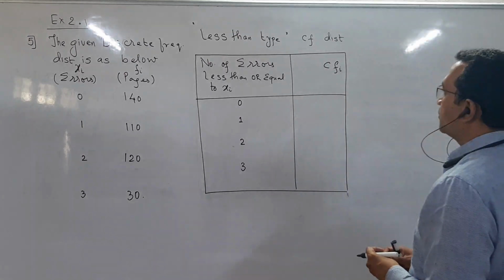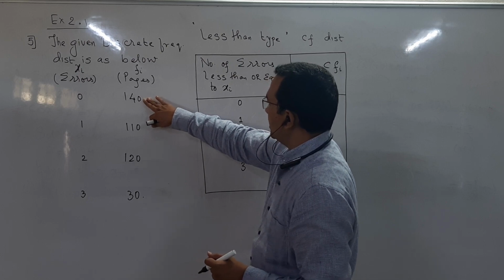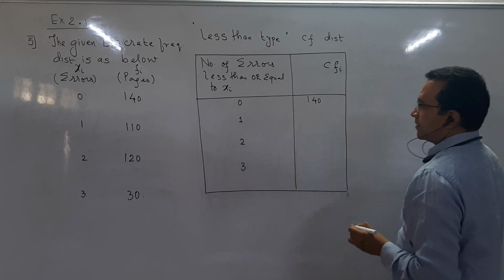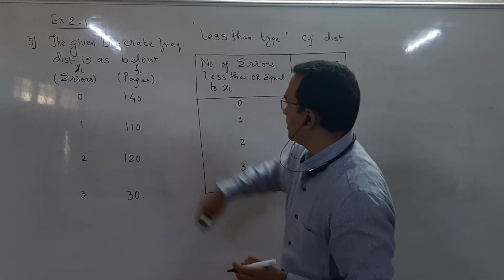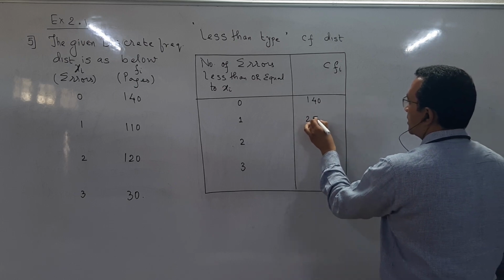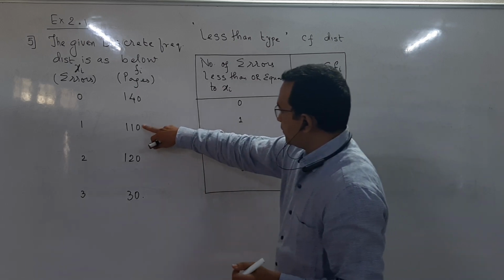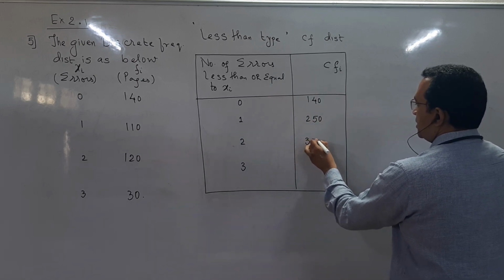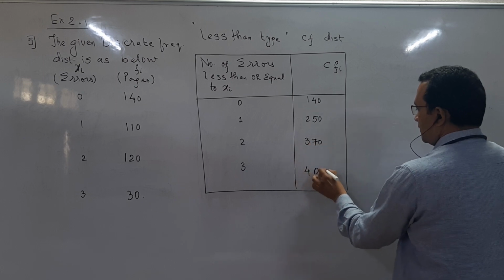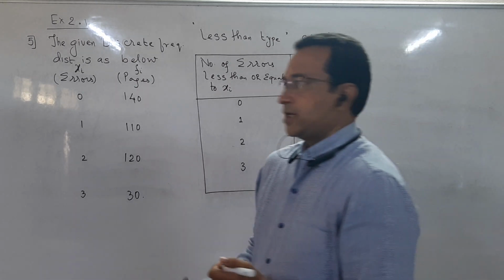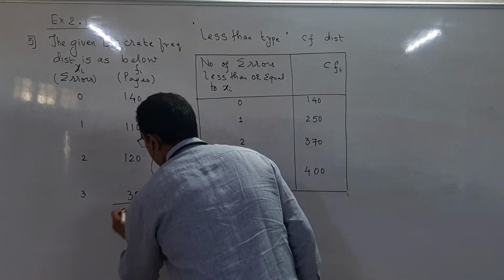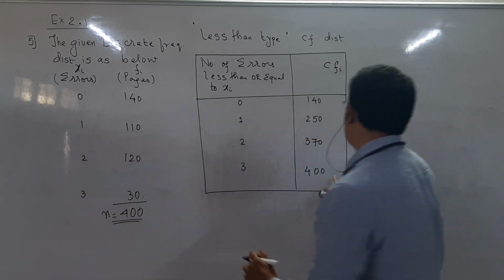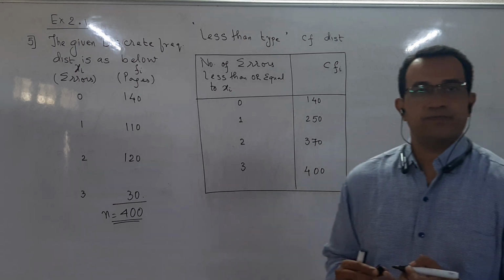Now, corresponding frequencies. Here, less than or equal to 0, so 140. Then for 1, add 140 and 110. So how much? 250. Then 250 plus 120, so we will have here 370 plus 30. Here we will have 400. So the total frequency, students, N will be how much? 400. That should come as the last CFI.